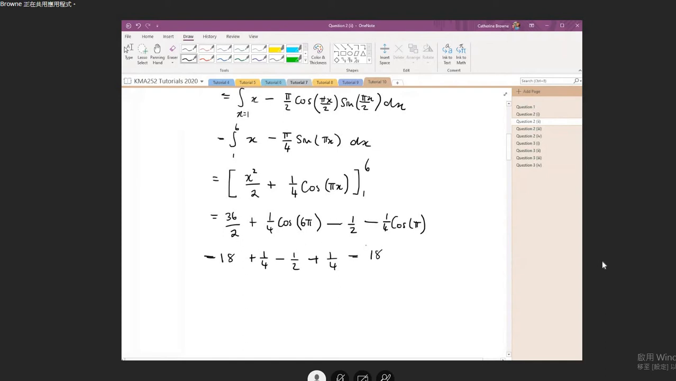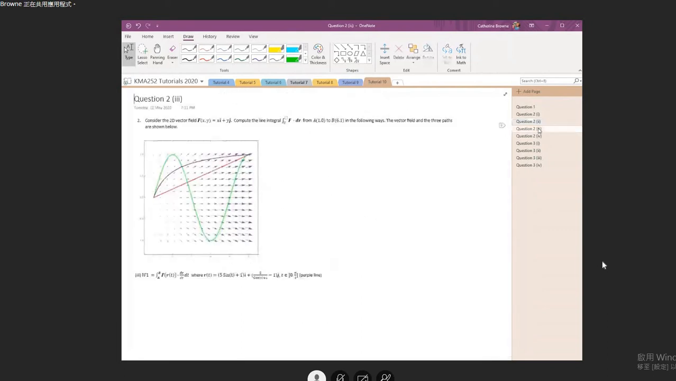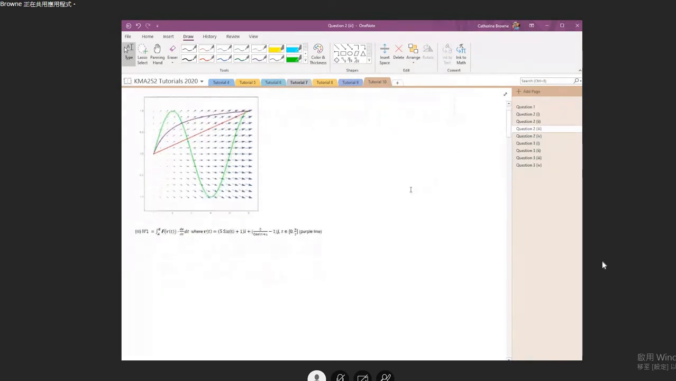Which, if you've looked ahead to part 4, and you notice that it's suggesting that it's a conservative vector field, the fact that they're the same makes sense. So I'll move on to part 3 now.